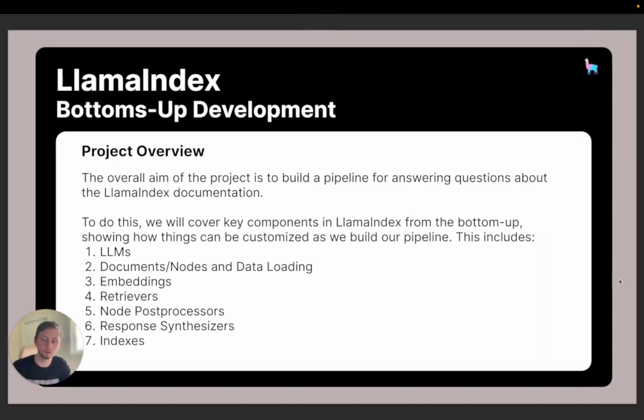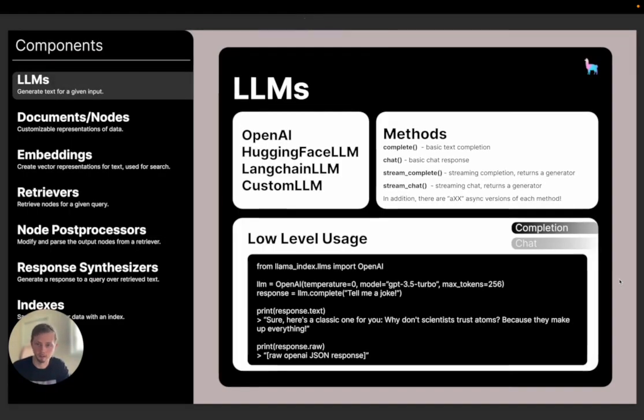So in order to demonstrate this, we have a project that we're going to cover across multiple videos. We're going to be building a query engine or query pipeline across the LlamaIndex documentation. And through this process, we're going to go through a ton of really low-level components, LLMs, documents and nodes, retrievers, and show you how to customize these and how you can stitch them all together, as well as how you can test and debug each component. And so starting off first, we're going to cover LLMs.